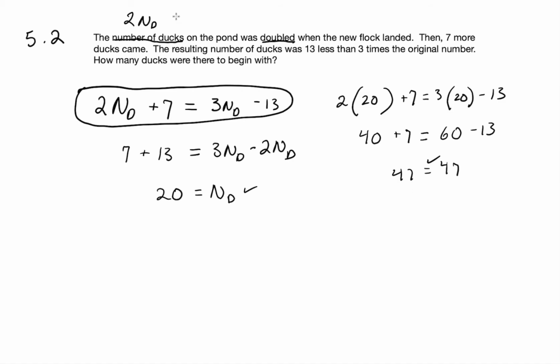Then 7 more came. So 7 more. We add 7. The resulting, that's always your equal sign. The result, that's equal. The number of ducks was 13 less. So it's going to be your minus 13. Than tells you what you're subtracting it from, 3 times the original number. And number of ducks was the original number. So if you can get that from here, then you are doing well.